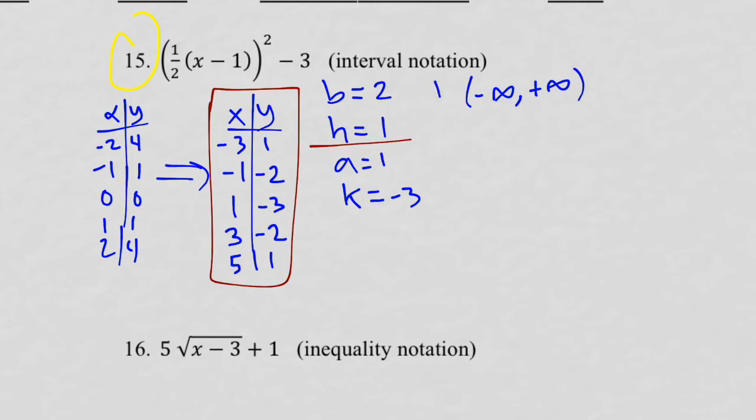That's the domain. For the range, though, it does matter. Since it's a parabola, right? This is a quadratic function, so it's a parabola. The range does depend on what the bottom point is. What is the lowest possible point in my graph?